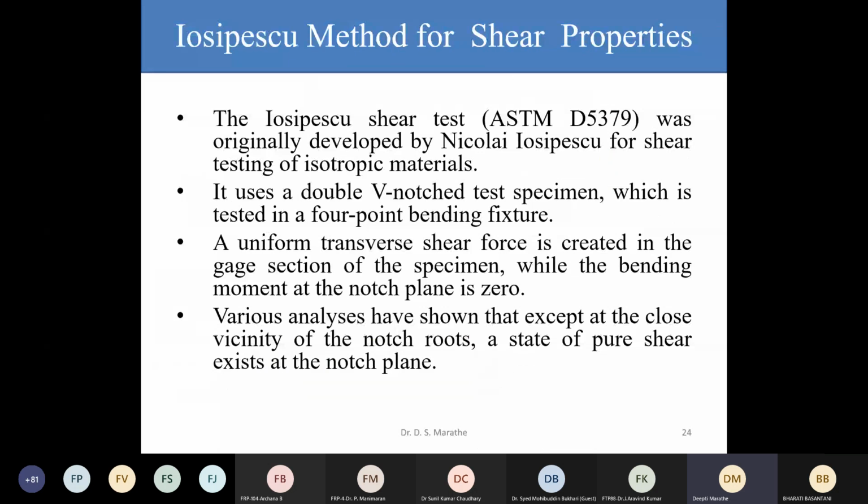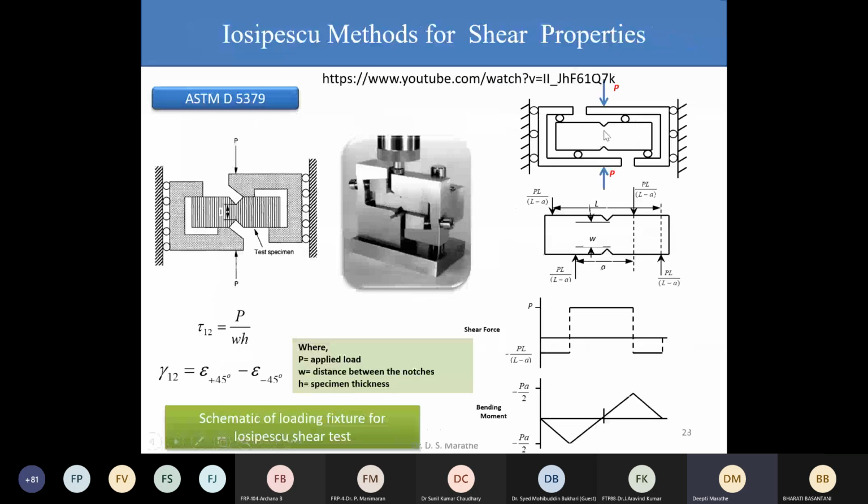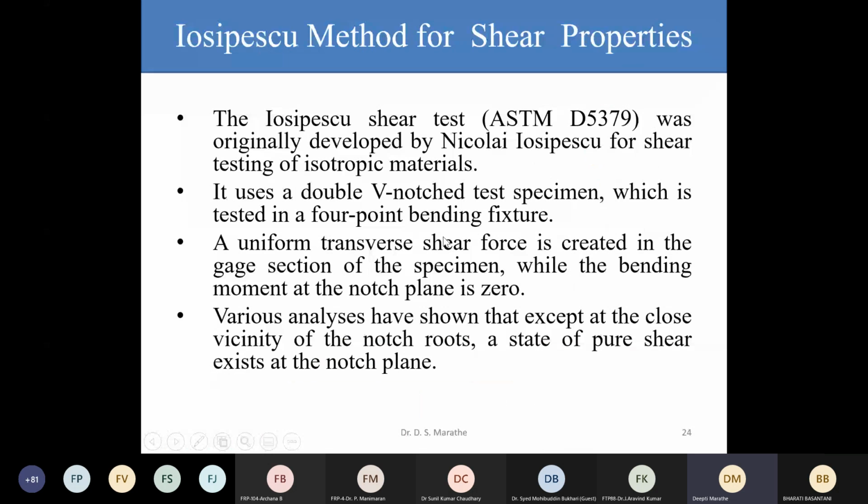A particular scientist, Nikolai Iosipescu, developed this fixture, and with this double notched V specimen in 4-point bending, it helps in creating shear force in the gauge region, which we already saw. So this is the gauge region, and this is a 4-point bending test that is generated. Now it is seen that close to the vicinity of the notches, a state of pure shear can be obtained there.